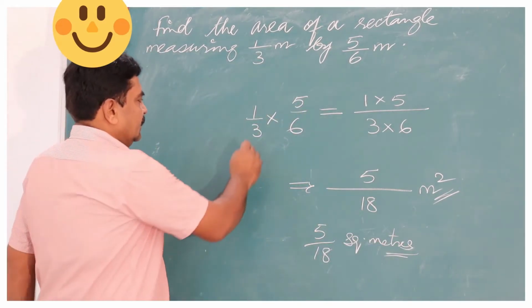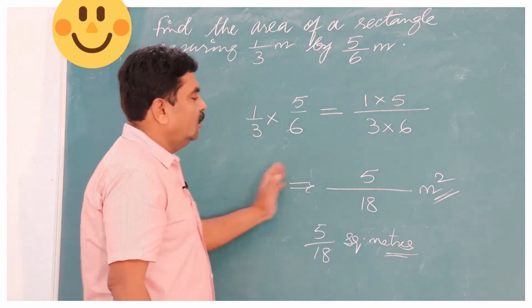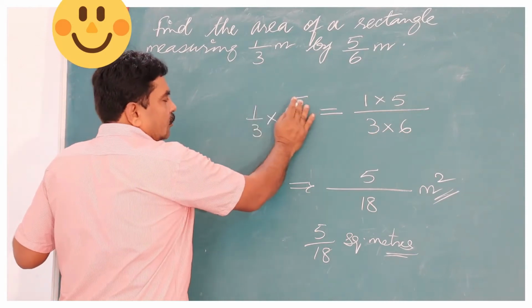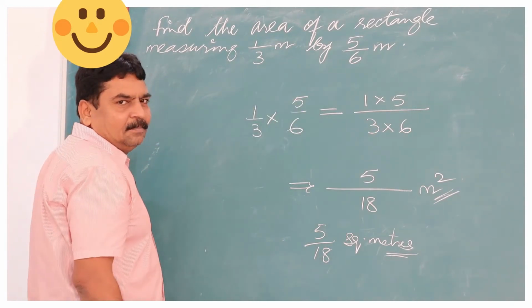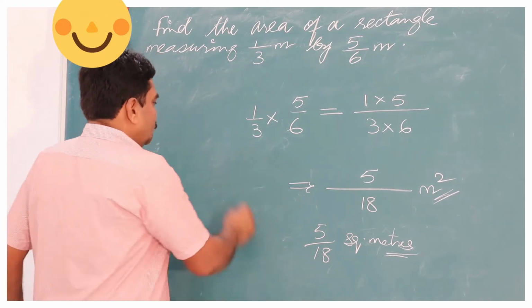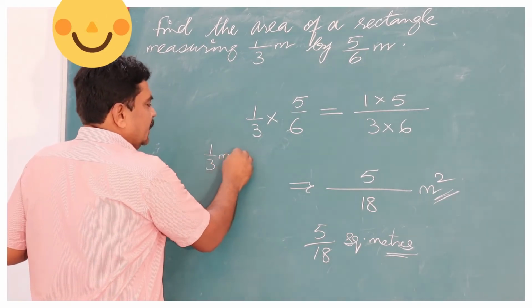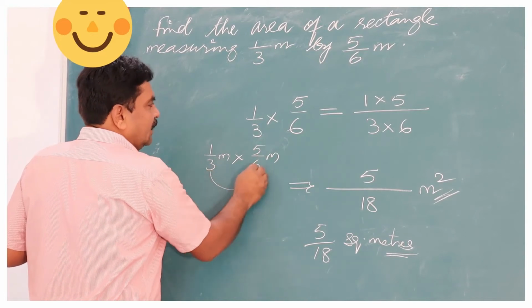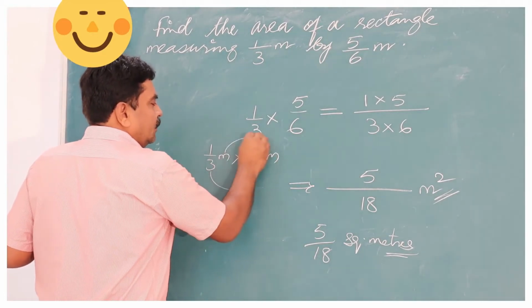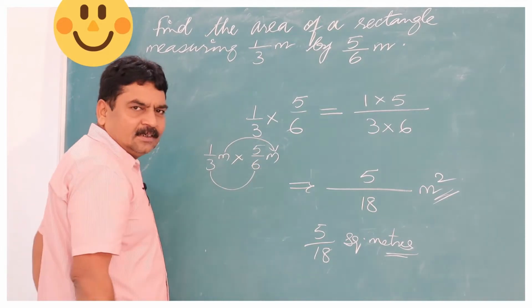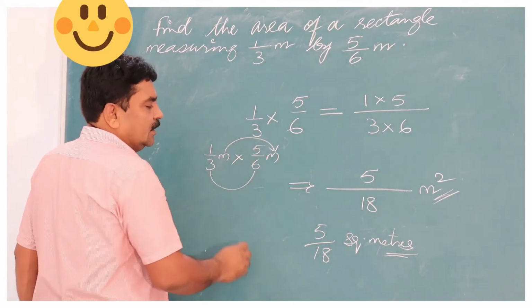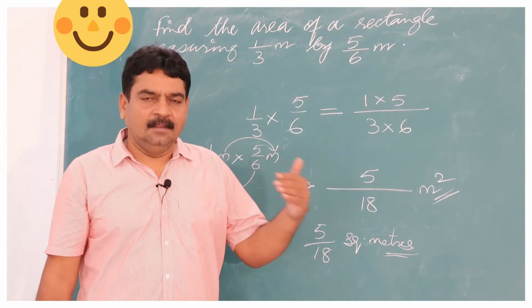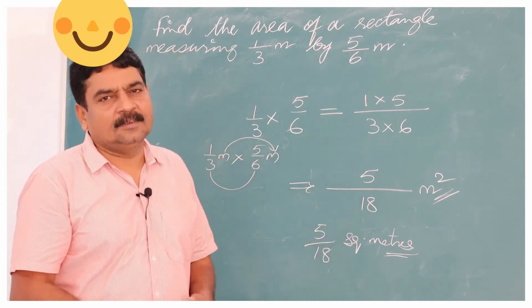I'll repeat it again. Why did you get the unit as square? Because you are going to multiply not only the values, but the measuring unit as well. So it has 1 by 3 meters into 5 by 6 meters. We have multiplied this, but you have to multiply the measuring units also. So meters into meters gives you meter square, or you can say square meters. Hope you have understood this.